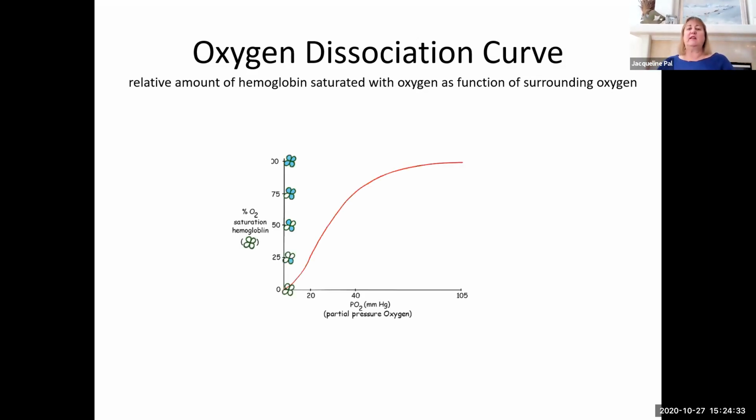So here's what a curve would look like. On the x-axis is the partial pressure of oxygen, all the way from 0 to 105 millimeters of mercury, which is what you would find in the lungs. And on the y-axis, we are looking between 0 and 100%.